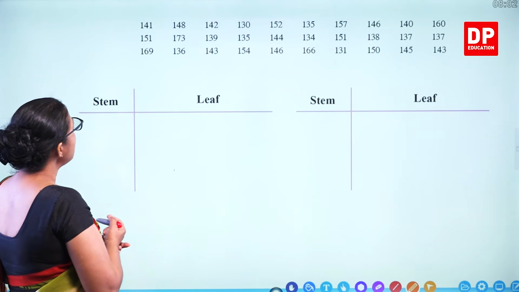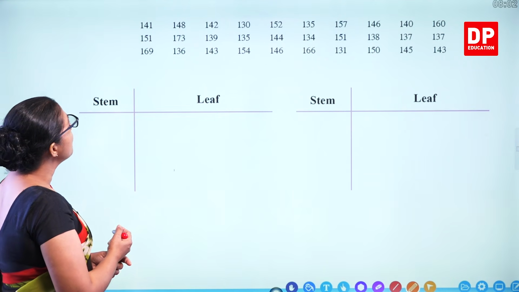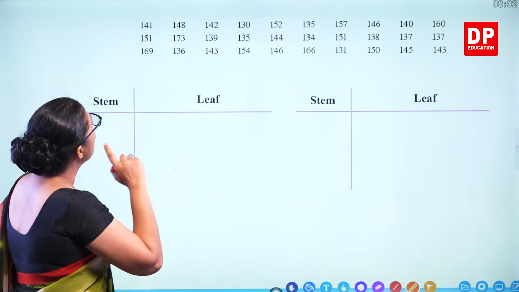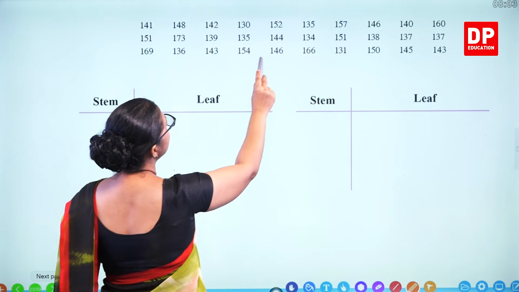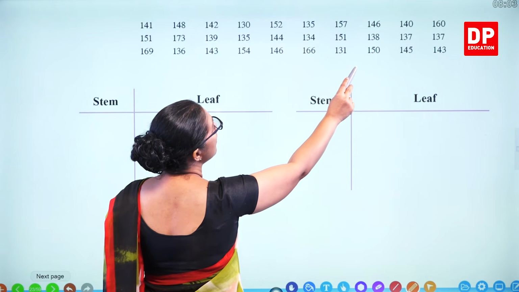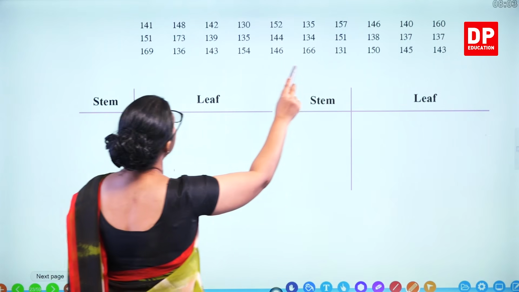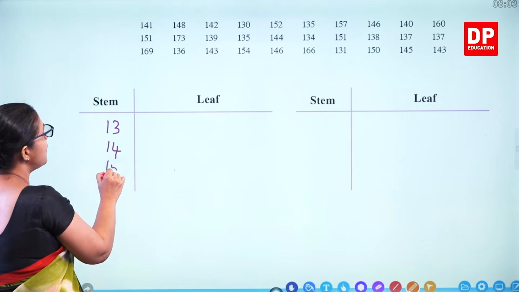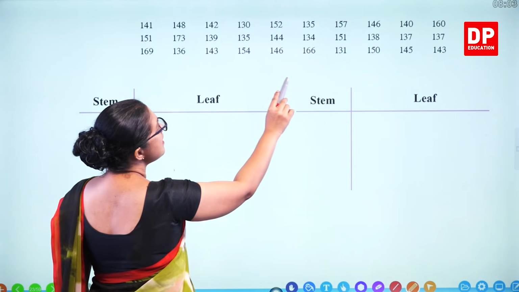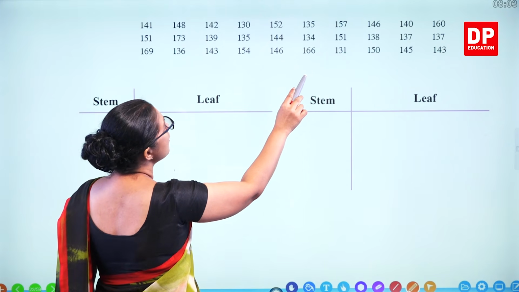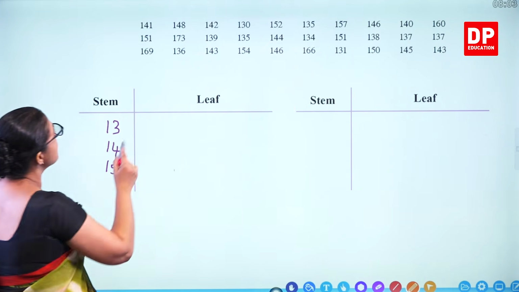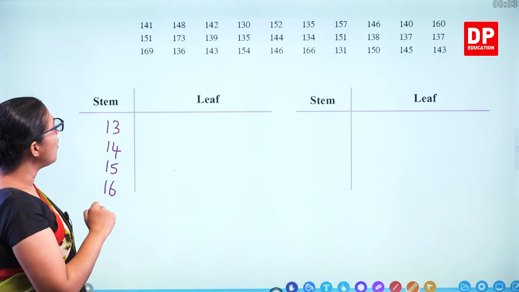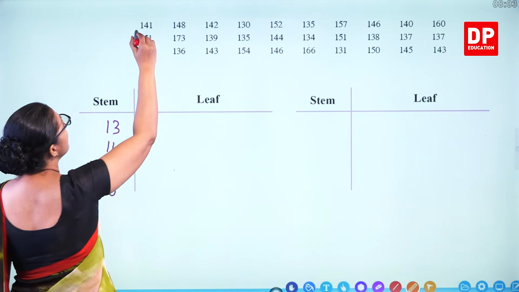So this is the data set. So what's the first step? You can identify the stem values. So 13 is there, and that's the lowest stem value. You get 14, 15 and 16 is the highest one. Check whether there are 17s. No, 16 is the highest. So first identify the stem. Now mark the leaf values.